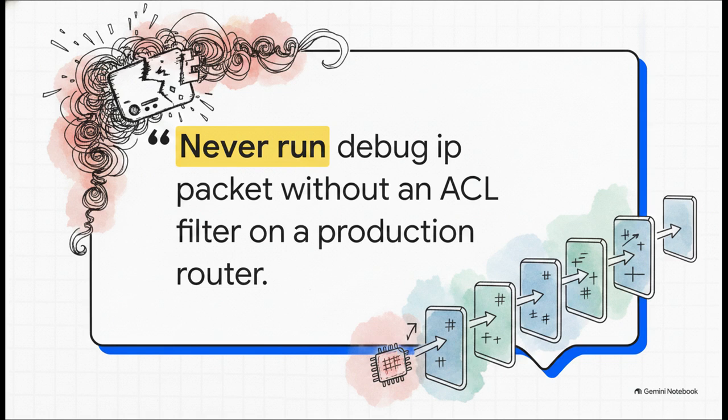So the crucial point is this stark warning from our source material. Never, ever run debug ip packet without an access control list filter applied on a production router. If you run it unfiltered, the router attempts to generate a console log for every single packet crossing its backplane. This will immediately saturate the CPU to 100%, crash the router, and you will have caused a massive, self-inflicted outage while just trying to fix a small one. Always use ACL filters to limit the debug output to just the IP address you actually care about. And always immediately run undebug all the literal second you have captured your data.